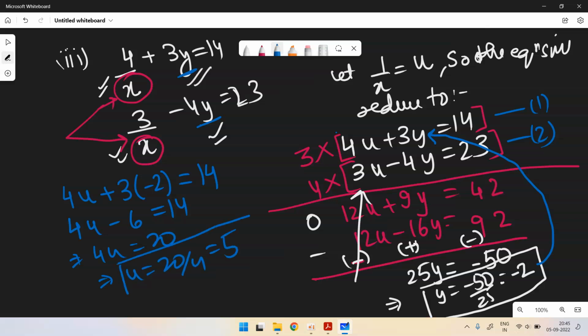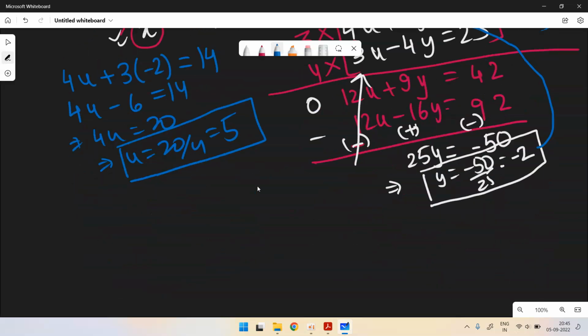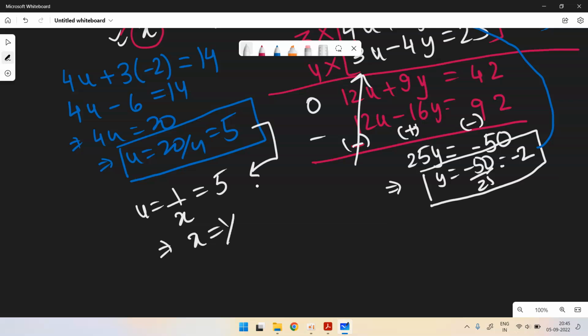But u is only an assumed variable; the examiner does not know what u is. He will give you marks, but in the end you need to calculate the value of x and y. You have calculated y, and you took u as 1 by x, which gives 5, which implies that x equal to 1 by 5. So the solution of the equations is x equal to 1 by 5 and y equal to minus 2.